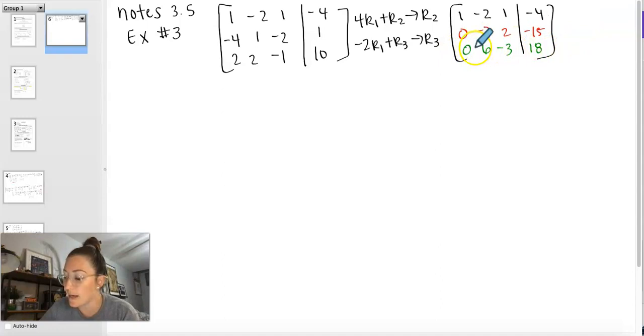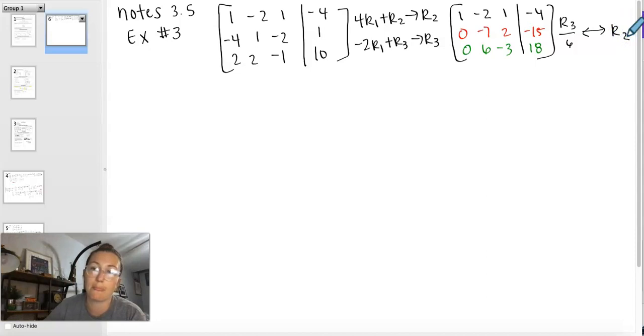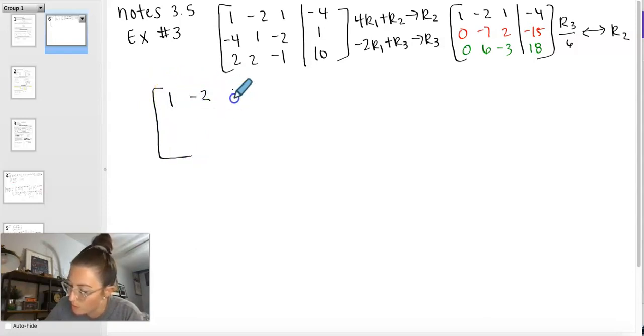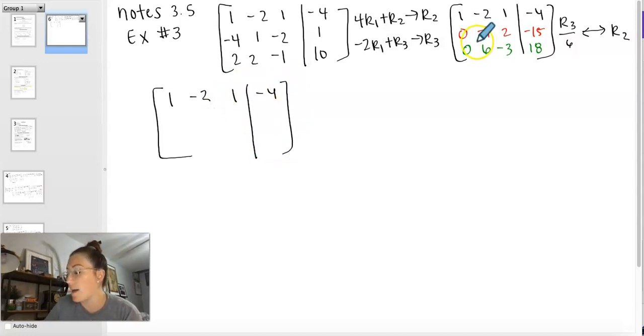So what I'm going to do is I'm going to actually swap these two rows, and I'm going to divide this row by 6. So I'm going to take row 3, divide it by 6, and swap that with my row 2. All right, so let's go ahead and do that. Okay, row 1 is not changing: 1, negative 2, 1, negative 4. Okay, so row 3 is going to become my row 2, and I'm going to divide by 6 as I do that.